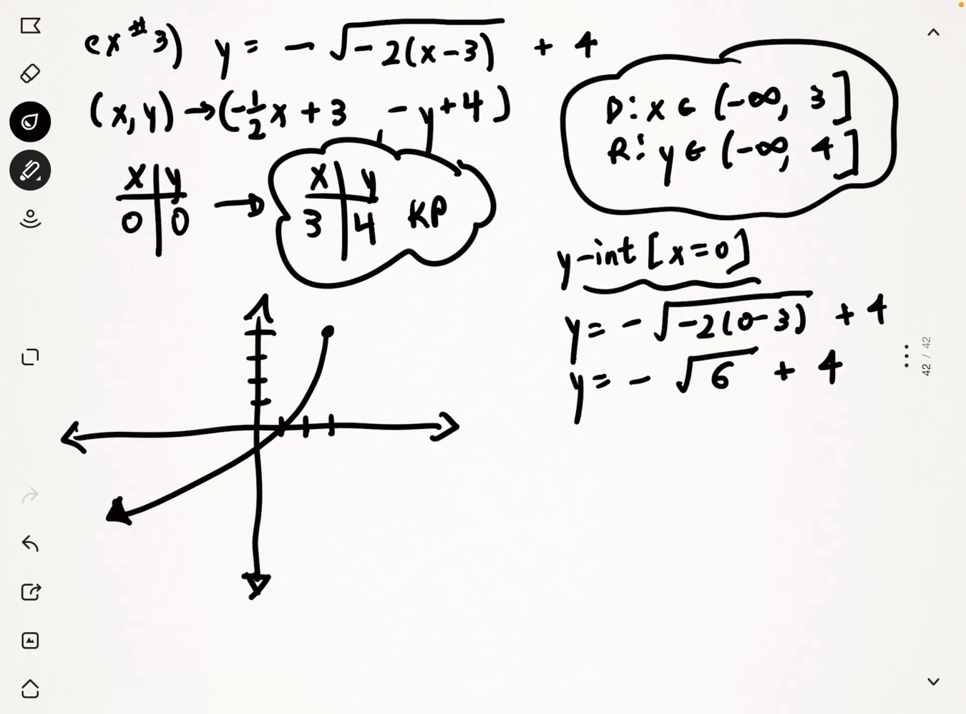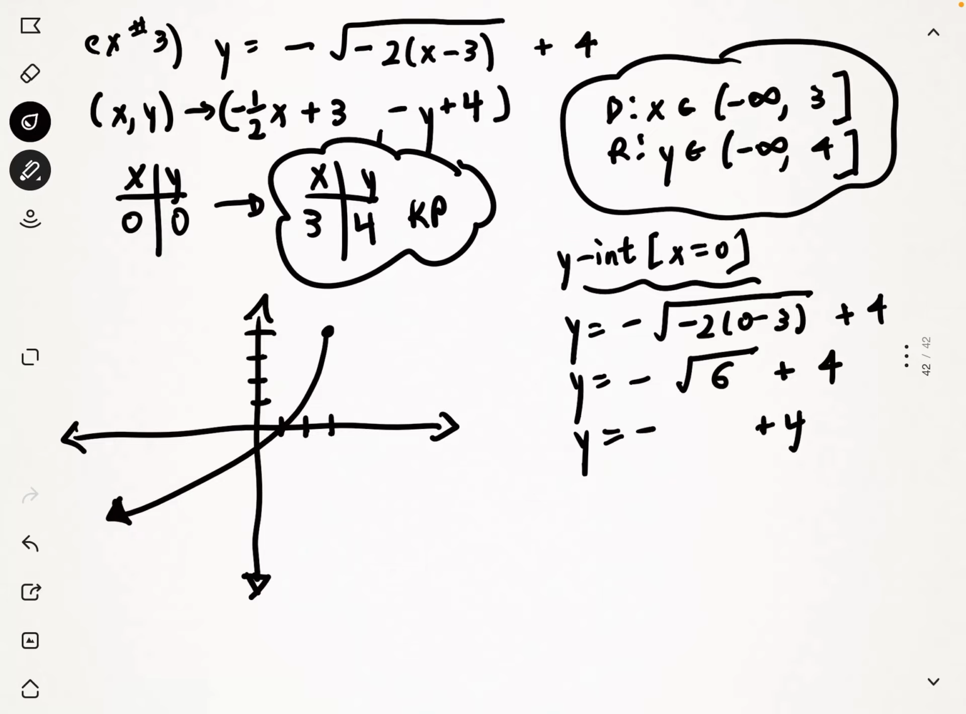Now, if you ever do this work and you end up with a negative number under the square root, you can stop right there, and that would mean that there is no y-intercept. But in this case, clearly there is a y-intercept because it moves down and to the left, so you know it's going to intercept the y-axis at some point. And in this case, it is a decimal. So what you can do from there is just use your calculator and get an approximate decimal number right here.